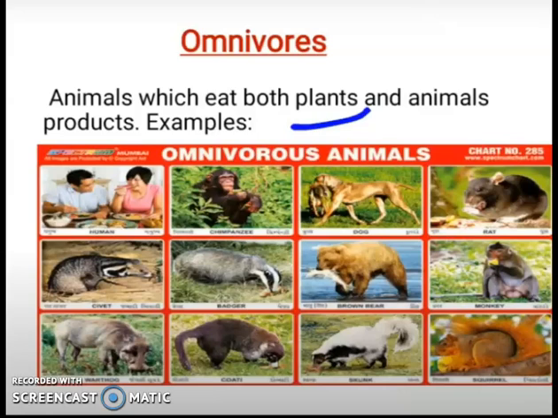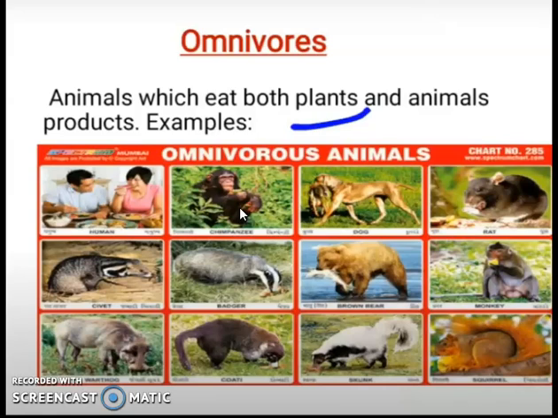Now here, omnivorous animals. What is the omnivorous animal? Animals which eat both plants and animal products are called omnivorous animals. They eat all kinds of food, like both plant products and animal products or the raw flesh and all. So you see gorilla or monkeys.